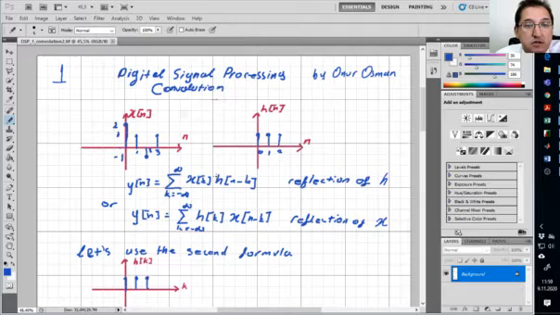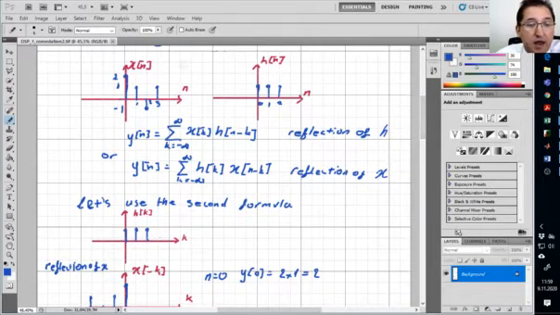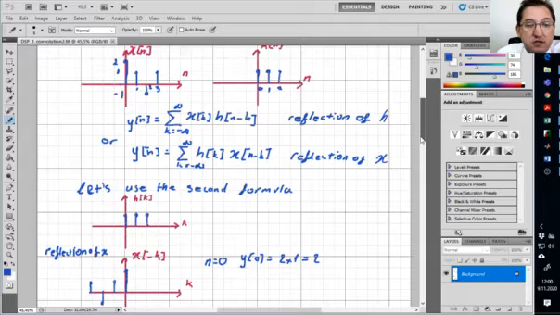Now let's do this convolution. We use the second formula here. We keep h the same here. As you can see, h[k] is the same as h[n]. And we need a reflection form of x[n], which is x[minus k]. X[minus k] is like this, the reflection of x[n] here. This is x[minus k].